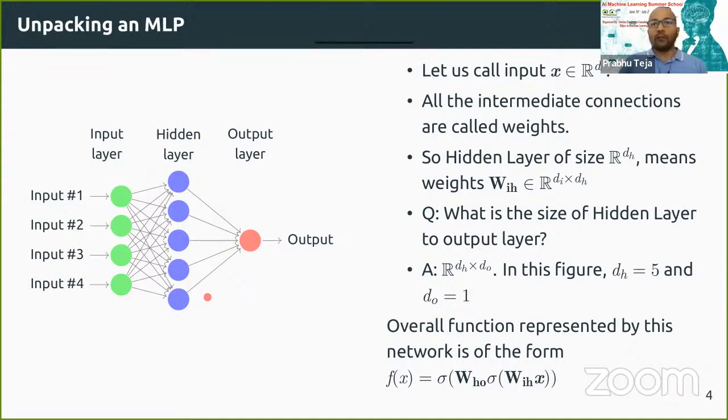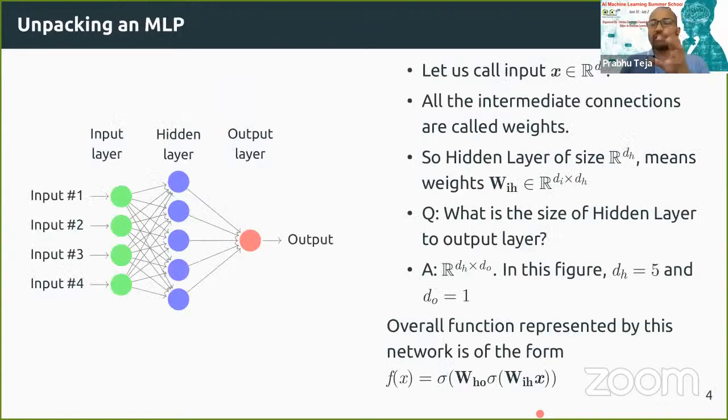So what is the overall function that is represented? I said we use nonlinearities, right? Let's call them sigma for now. What did we do? We took an x, multiplied it with a matrix, applied a nonlinearity, multiplied it with another matrix, applied a nonlinearity, and got the output. And if you have figured out this pattern, you can nest these arbitrarily. So you can add more weights and increase the processing.